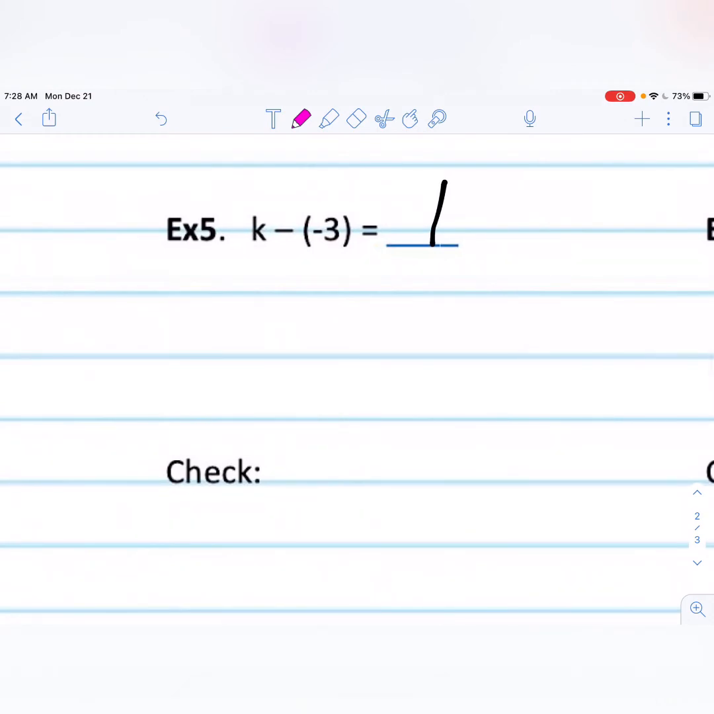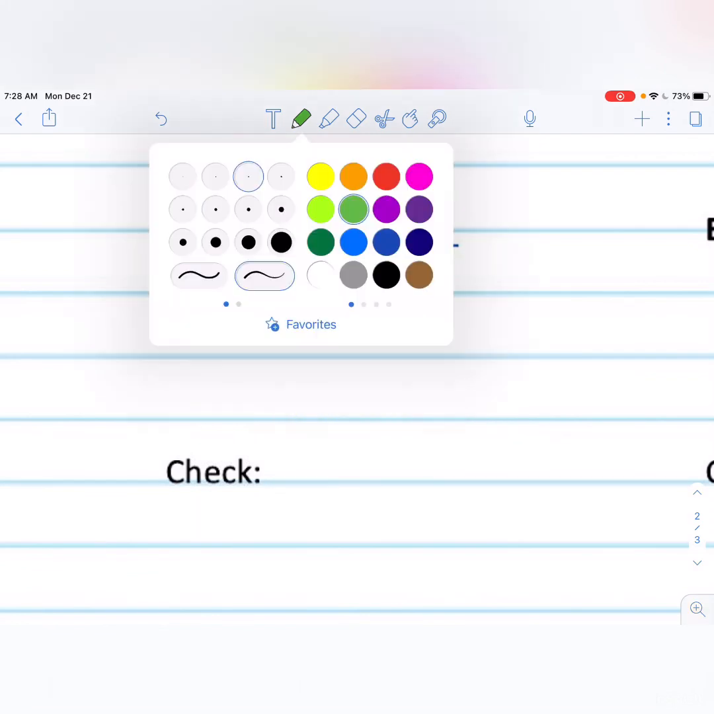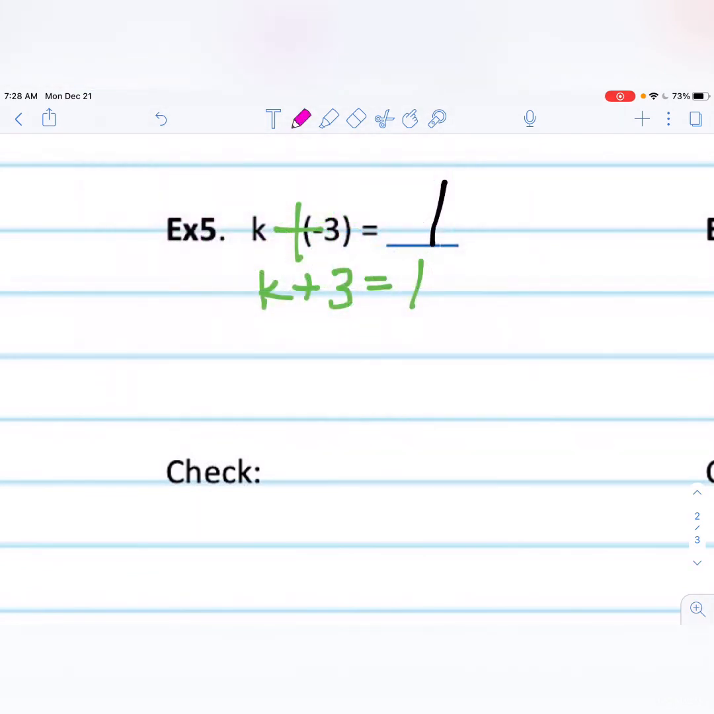Example 5. Now this one is not multiplying, we're subtracting a negative, and the opposite of subtracting a negative is to add something. So this is going to be k plus 3. Let's rewrite that equation to make it a little easier to solve. K plus 3 equals 1. To undo the addition, we're going to subtract on both sides. What we're subtracting is the 3. So k equals negative 2.